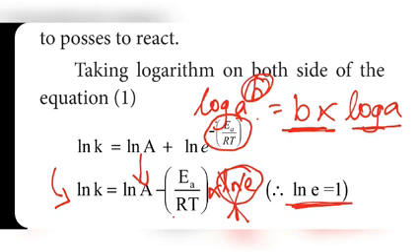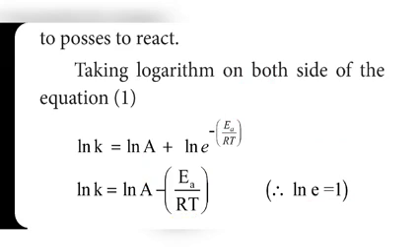Please listen. Ln k is equal to ln A plus ln e power minus Ea by RT. The same ln k is equal to the same ln A. Here the power is minus Ea by RT. Based on this formula we can multiply that power with this base. So minus Ea by RT into that base, ln e. The ln e value is equal to 1. So instead of ln e we can multiply 1. When 1 is multiplied by any number, we get the same number. So again you will get minus Ea by RT.